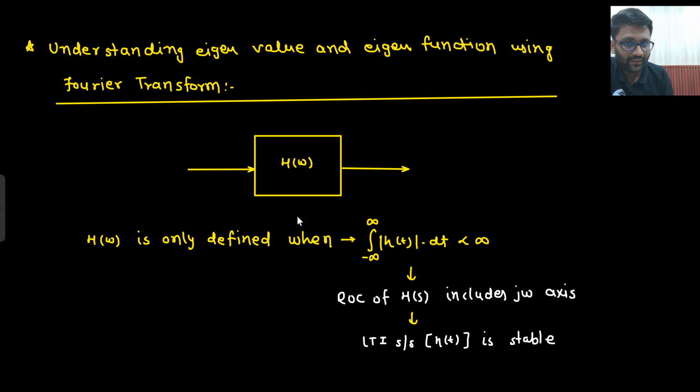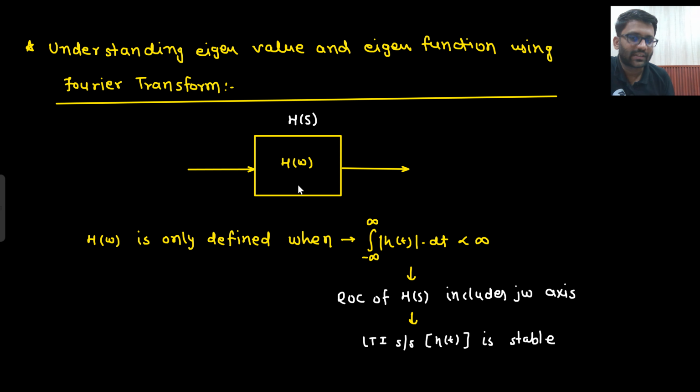Now let's just say they have defined H(s) here. They did not give h(t), they have defined H(s). And by some analysis, you get to know that the ROC of H(s) includes the j omega axis. What I am saying is, the block diagram is shown by H(s), not by H(omega). Now by some analysis, you got to know that the ROC of H(s) includes the j omega axis. That means h(t) is absolutely integrable.